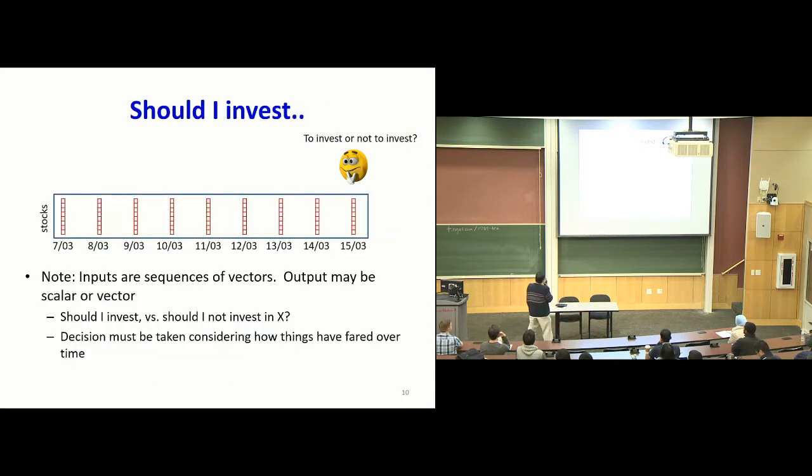Or here's another situation, predicting the stock market. Now the input is a sequence of vectors. On each day you have stock prices for a great number of stocks, stock indices, a lot of information on each day. And this changes from day to day. On any single day, if you are an investor, the decision you must make is, should I invest or should I not invest? And this decision may be about an individual stock, in which case you're trying to make a scalar prediction, or it might be about an entire portfolio of stocks, in which case you're trying to predict a vector. How much should you invest in every one of these stocks? And once again, this decision must be taken considering how these things have fared over time.